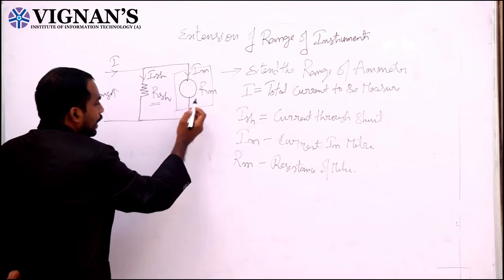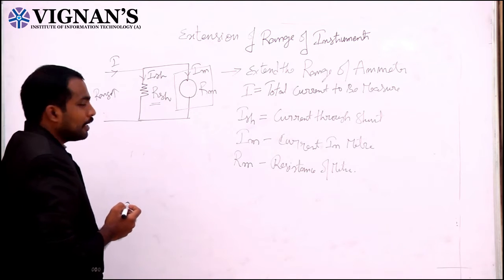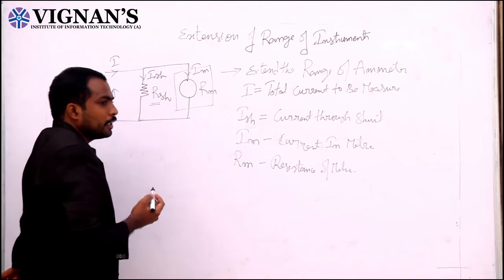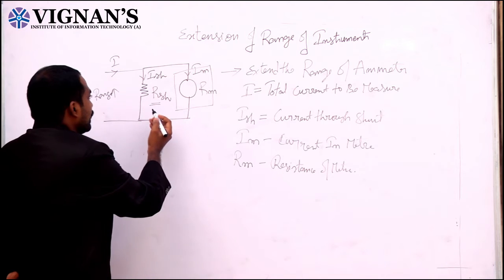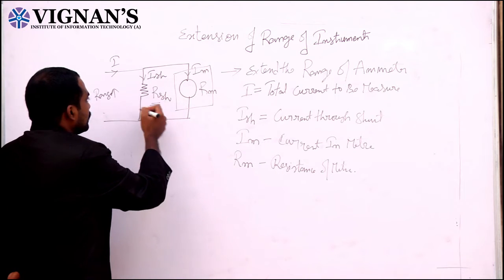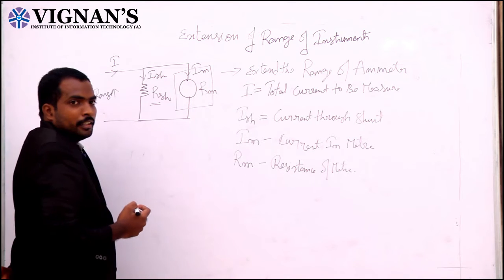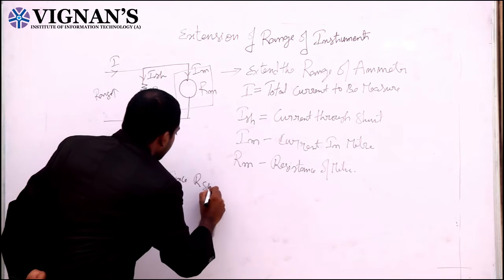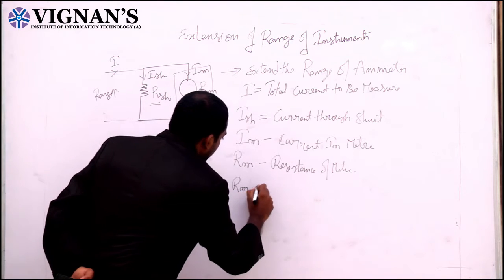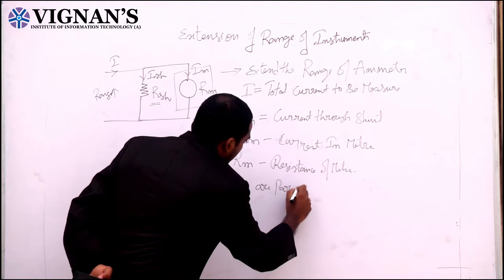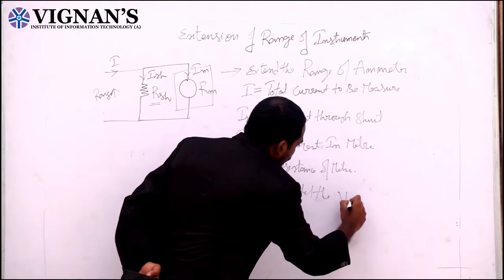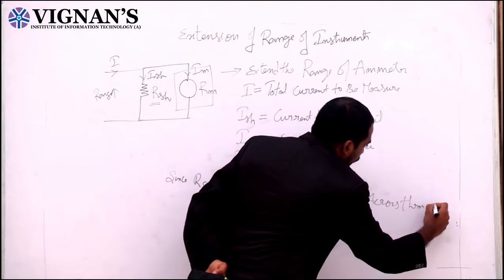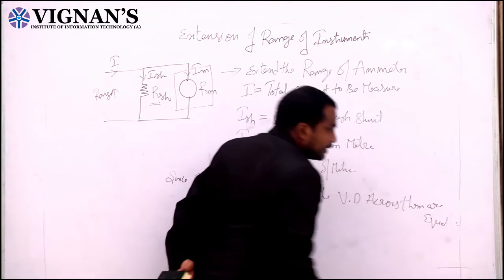Since RSH and RM are in parallel, the voltage drop across RSH and the voltage drop across RM are equal. We are taking the initial condition that the voltage across RSH and the voltage across RM are equal, since they are in parallel.